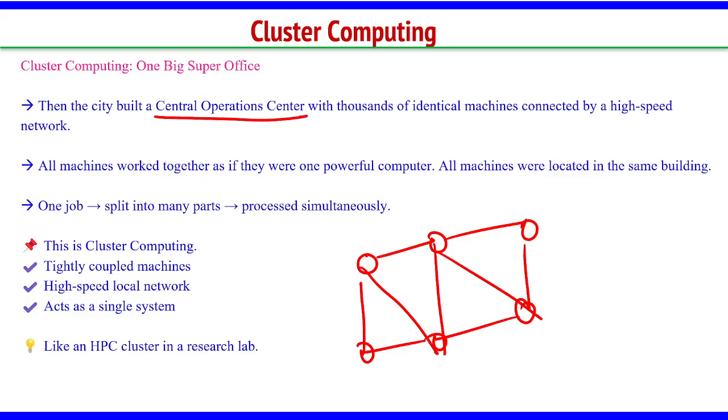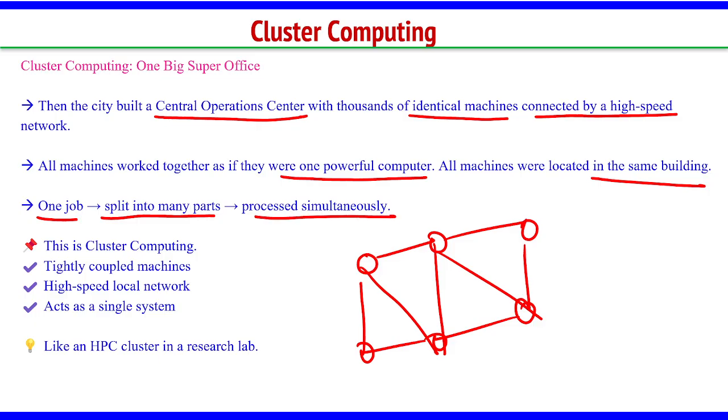One main office they have constructed, which contains thousands of identical machines connected by a high speed network. Now all machines work together as if they are one powerful computer cluster. They are forming a group, and all the machines are located in the same building. For the user, it looks like a single machine. So how does this work? One problem is split into many parts and processed simultaneously. But the problem is tightly coupled machines.